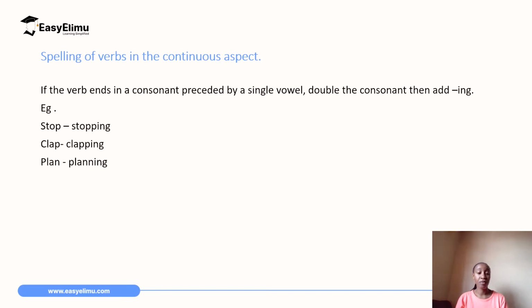ing. Plan, it ends in an N. N is a consonant. The consonant N is preceded by A, which is a single vowel. So we double the N and add ing.